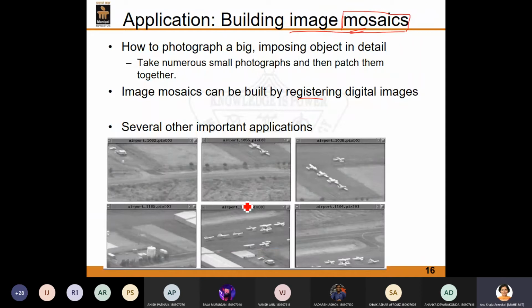So what is done is basically registration between all these images. First we try to estimate the transform. So we take, let's say, any pair of images from here. One acts as a source and the other acts as the target over here, and then we try to estimate what is the transformation between these two images. And then depending on that we try to align them together and then stick them together.